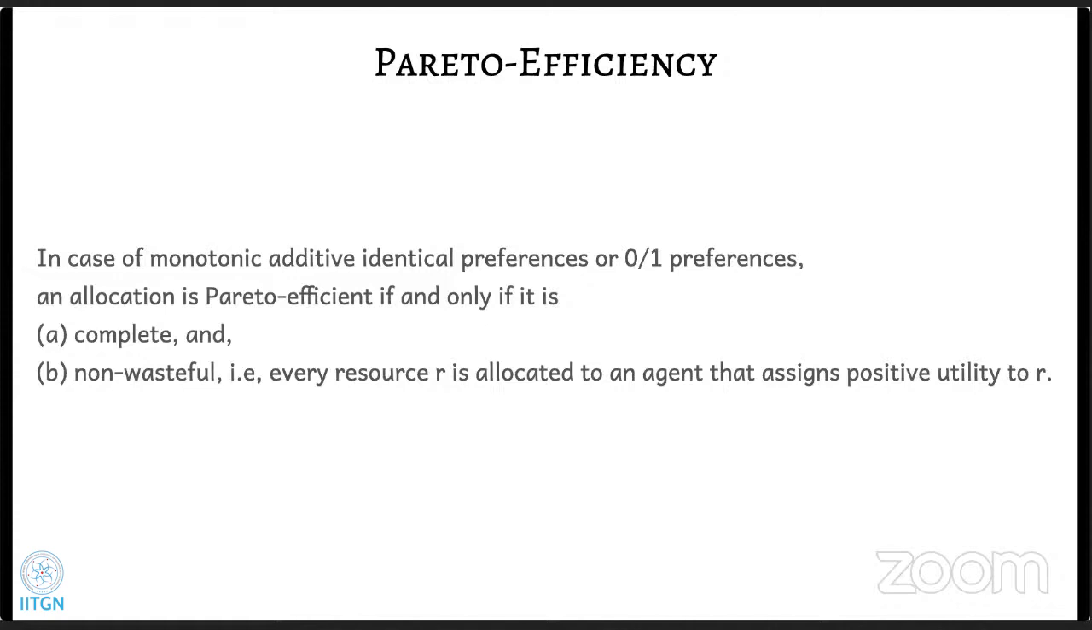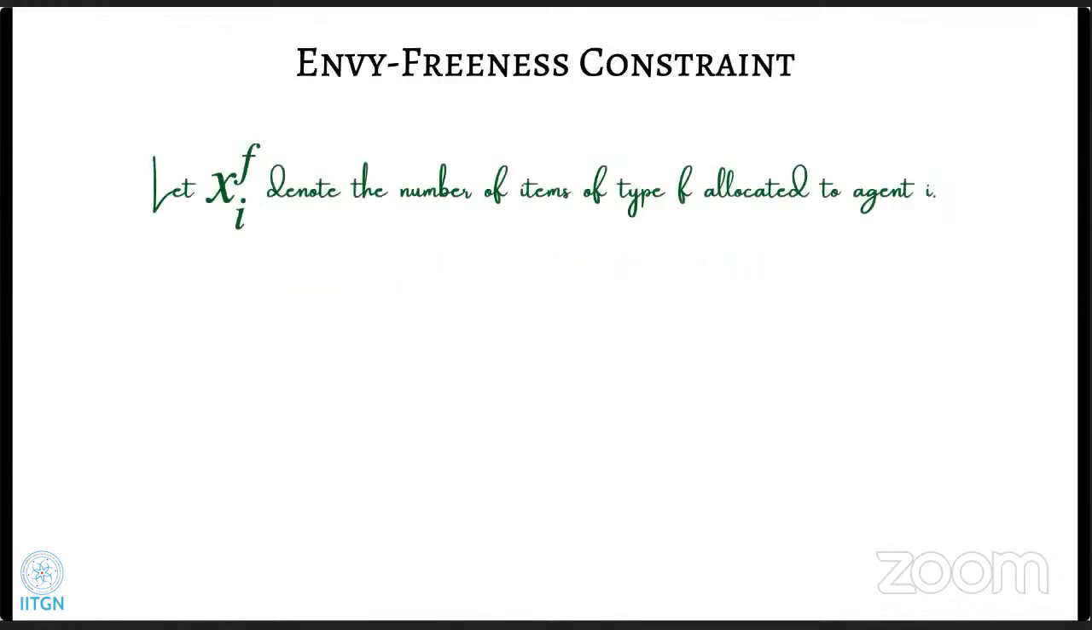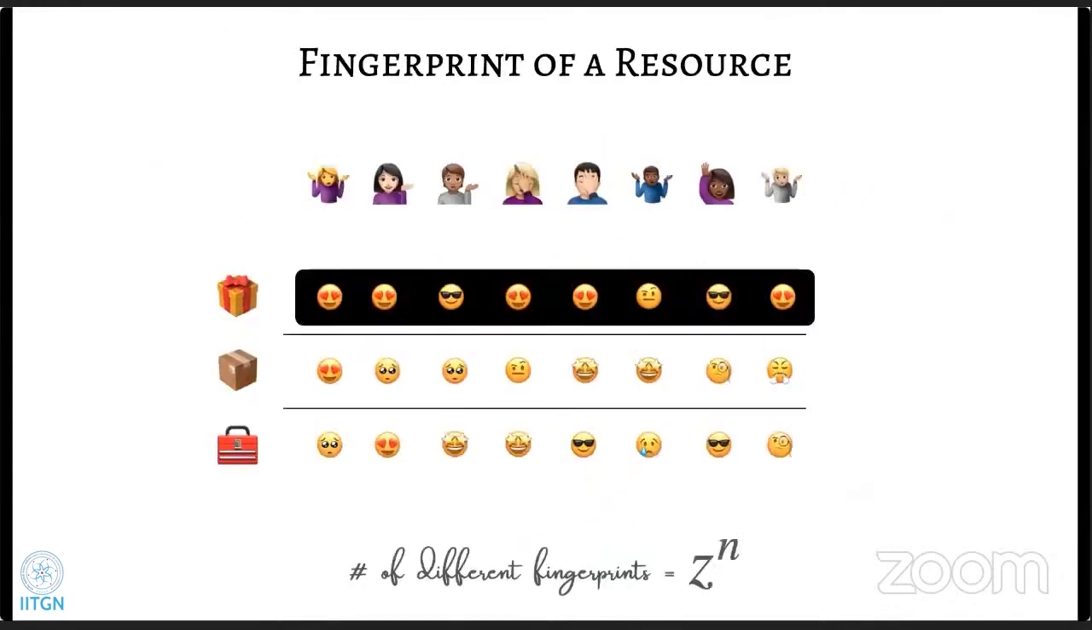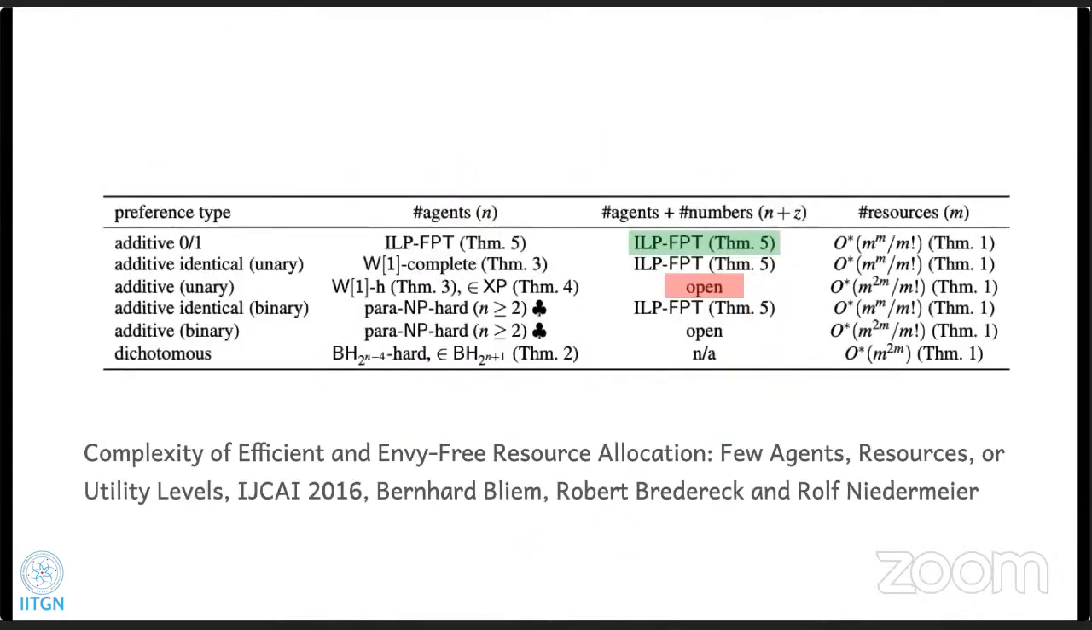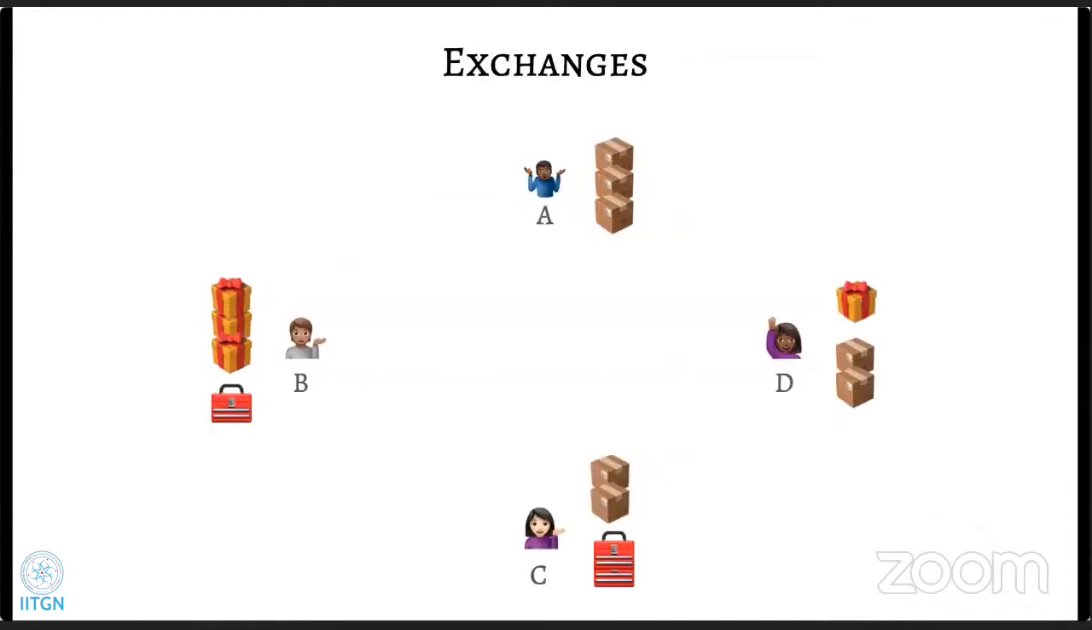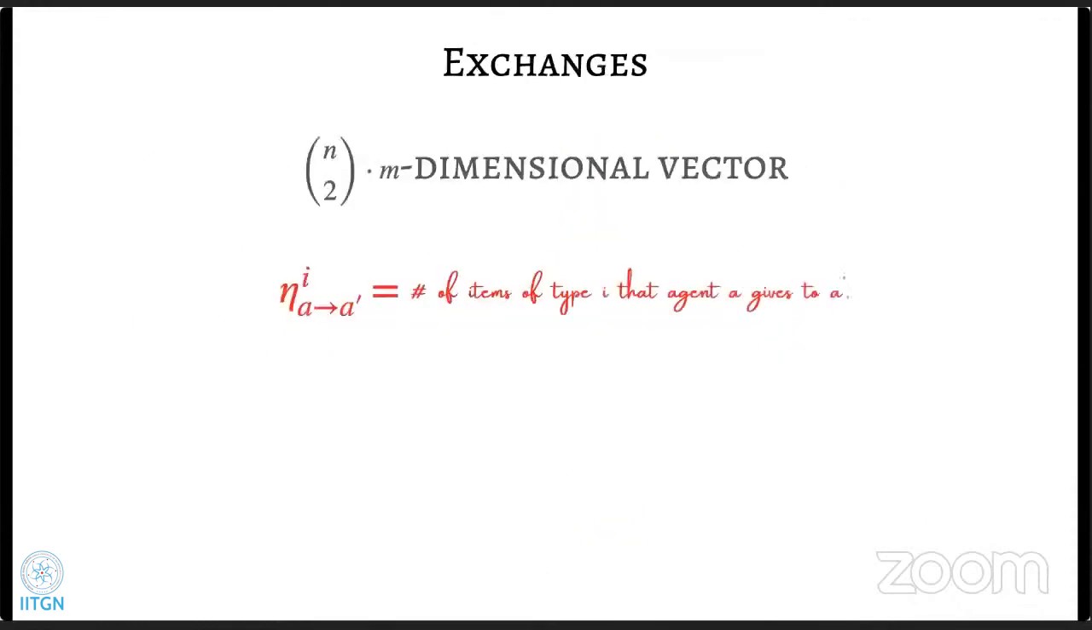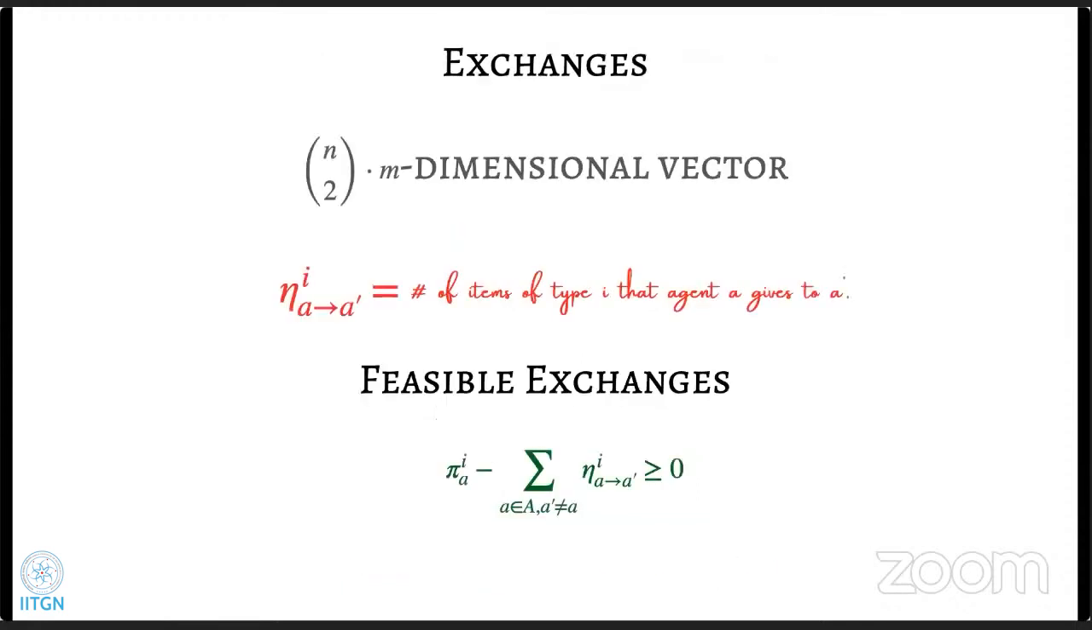But this is in the special case of identical or 0-1 preferences, and that's why those are the cases that work out nicely here for the ILP setting. Additive identical binary is more general than additive identical unary. I think all of that works out because of the fact that Pareto efficiency is captured in this way. Sorry, I have a skipped slide here.